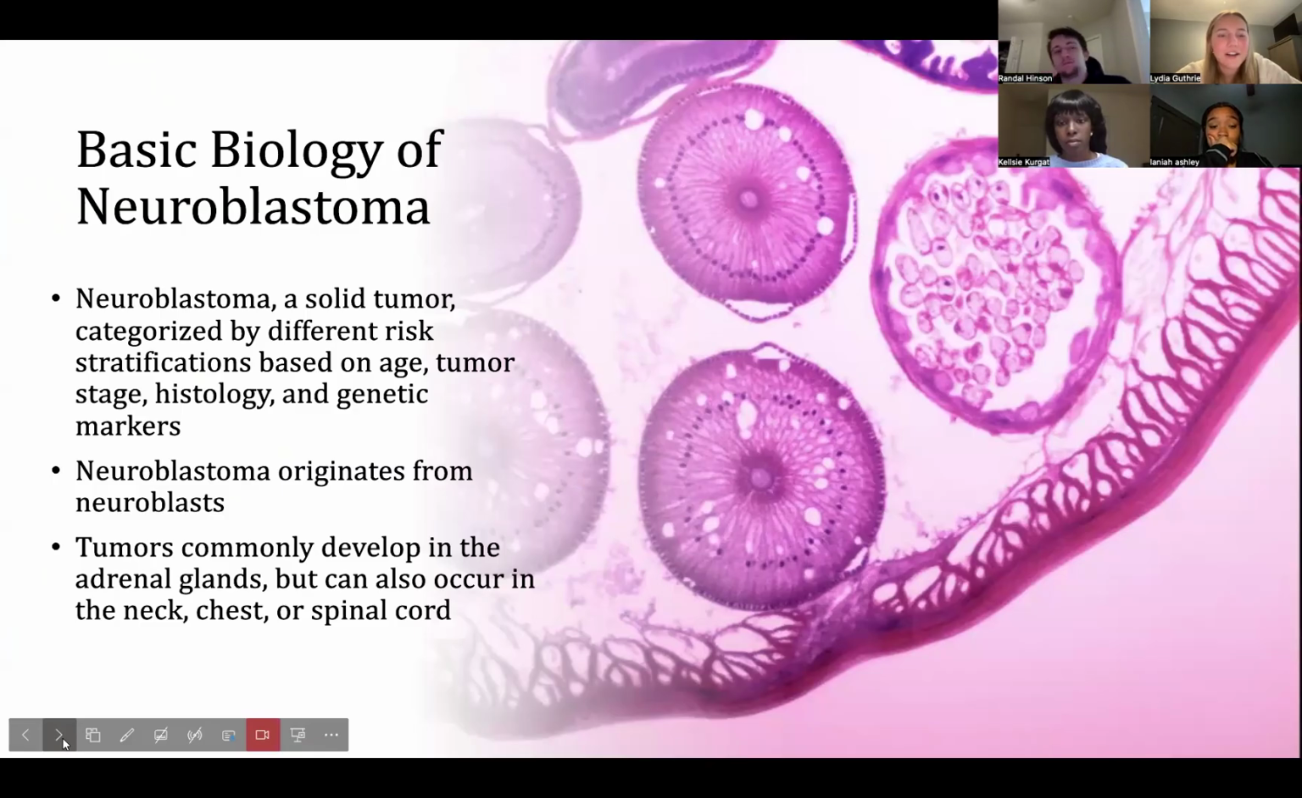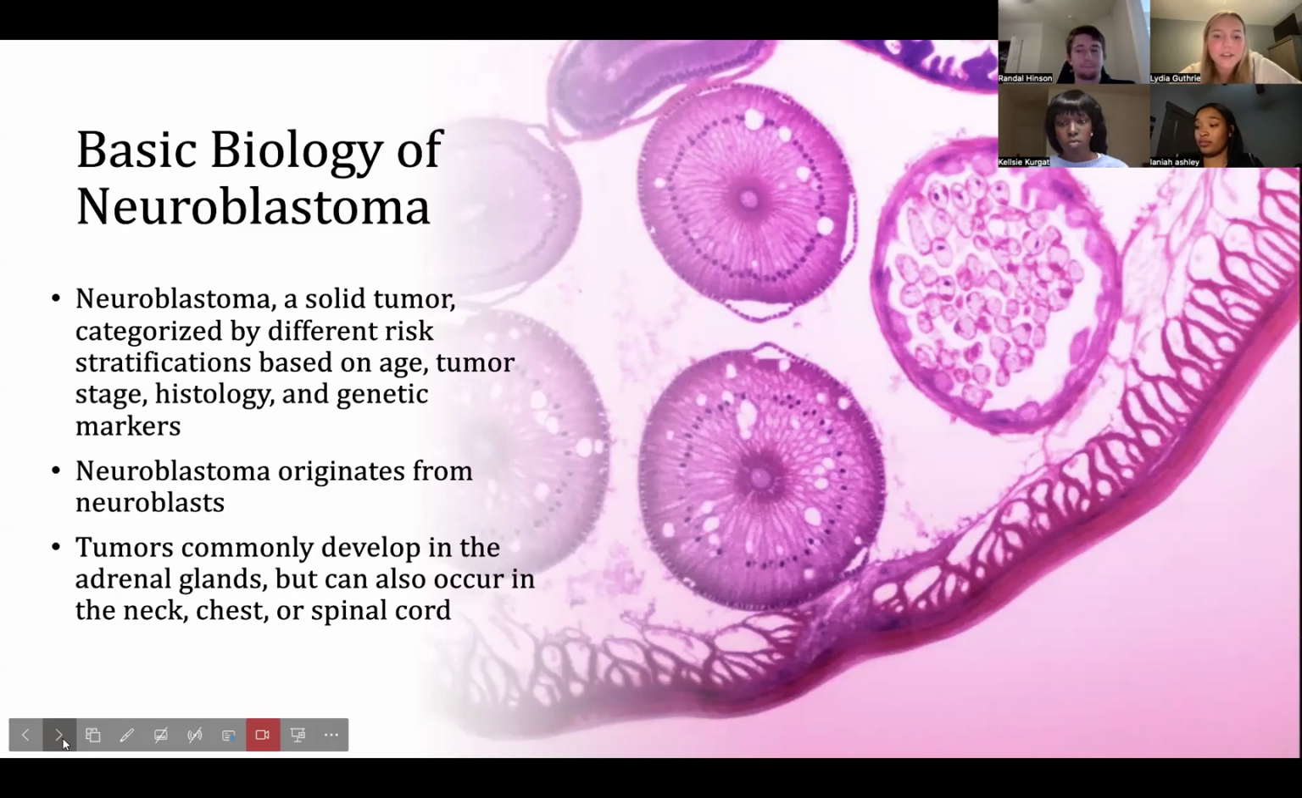First, some basic biology of neuroblastoma. It's a solid tumor characterized by different risk stratifications based on age, tumor stage, histology, and genetic markers. The subtypes are low, intermediate, and high risk groups. Neuroblastoma originates from neuroblasts.